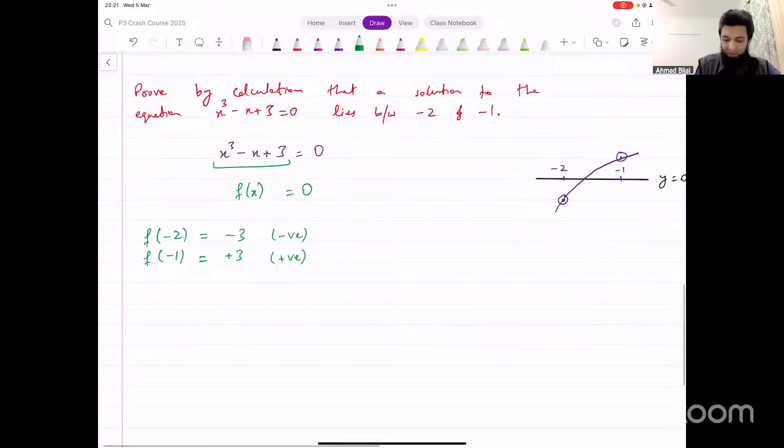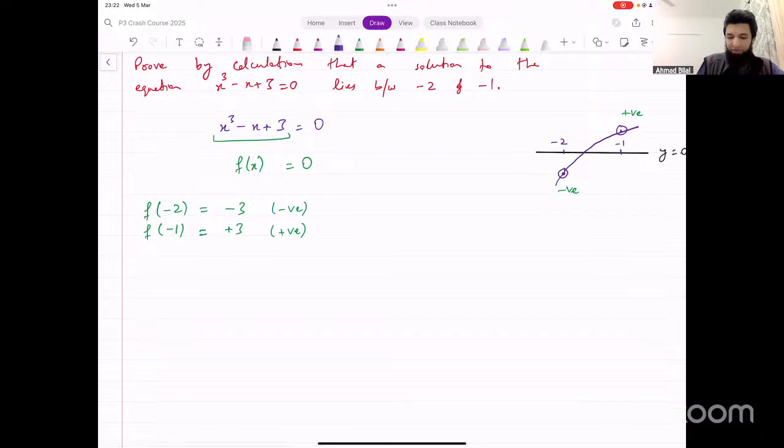Why? Because one of them had a negative y value. This is a negative y value. And the other has a positive y value. If you're going from a negative y value to a positive y value, 0 is going to be somewhere in the middle. That means you are going to cross the x-axis. And that proves that a solution to this equation lies between -2 and -1.